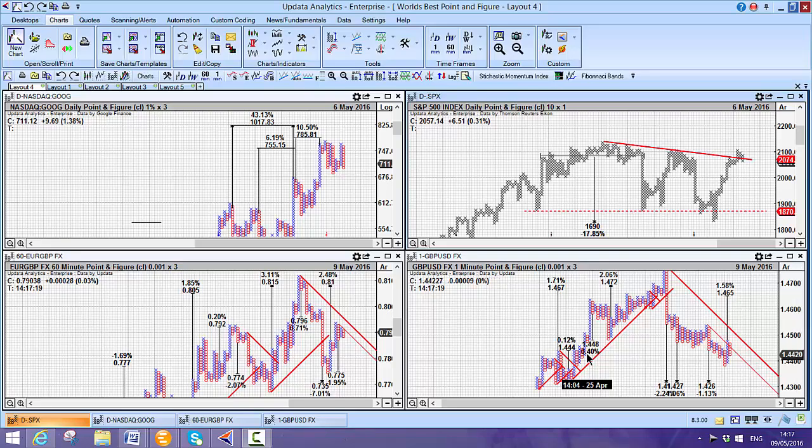Updata's point and figure charting capability is really the best in the world, and I know that's a very big claim to make, but you'll see just from this short video how the system covers all the bases when it comes to point and figure charts.